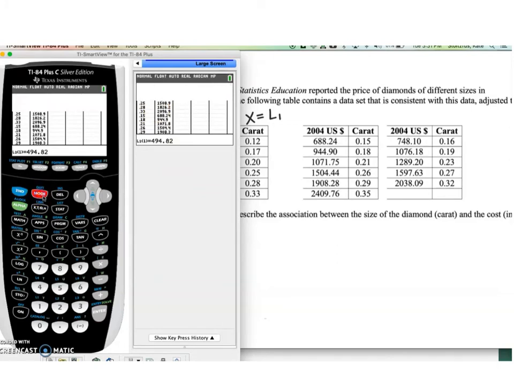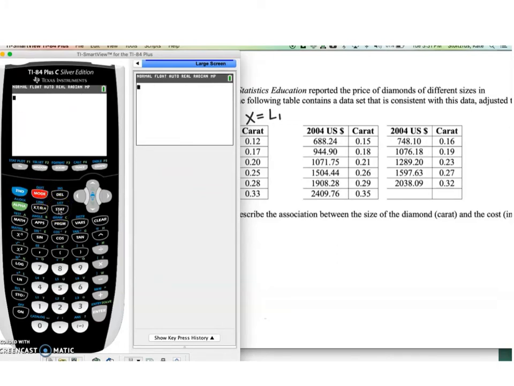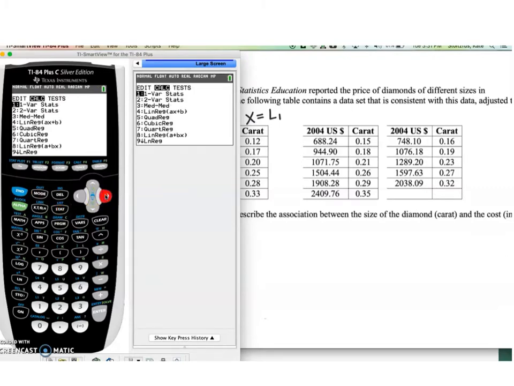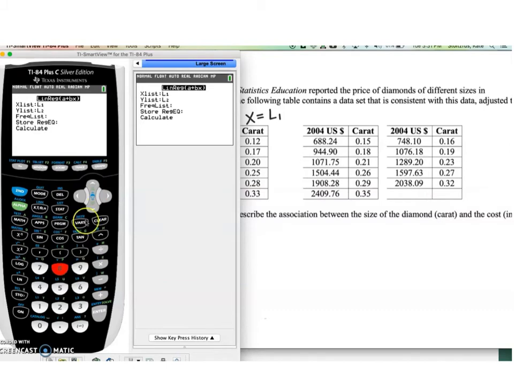So I'm going to get out of here. I'm going to make a scatter plot, and I'm going to run my regression model because I know I'm going to need to do those things. The moment I run my regression model, I also remember that my residuals will be stored in the background. Okay, so I'm going to store my regression equation. I like to store it in Y1, so I hit Vars, go over to Y-Vars, choose the first option for Function, and Y1. And then I calculate.